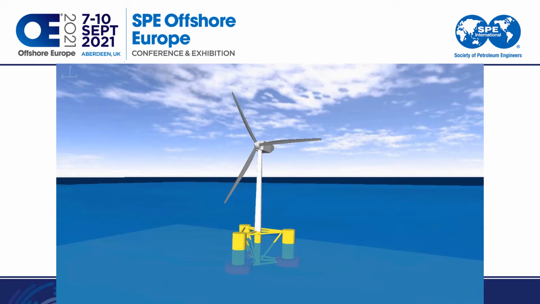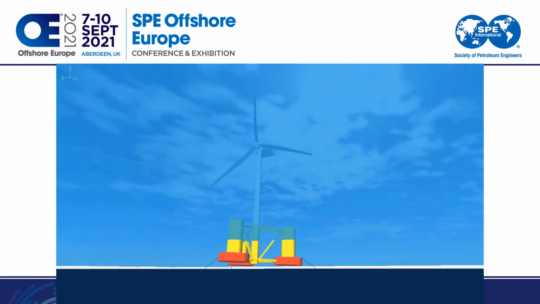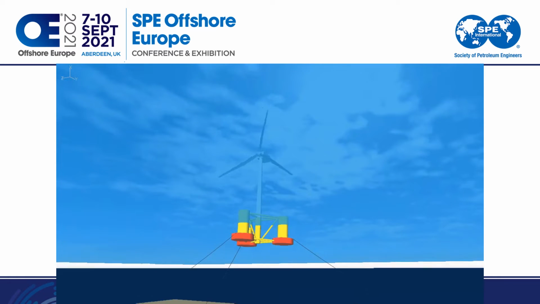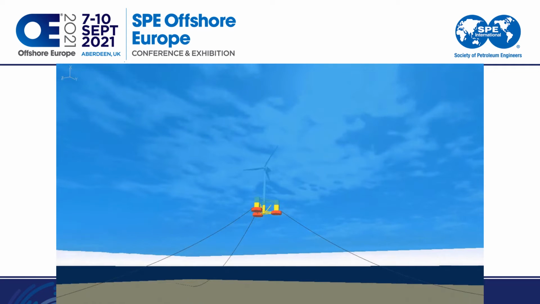Here's a model of the OC4 semi-submersible built in Flexcom. It's a relatively small turbine by today's standards. It's just 5 megawatt. Nowadays we'd be looking at maybe 12 megawatt and upwards. But regardless of the turbine size, the numerical modeling procedures are equally valid. So that just shows you an underwater shot there. You can see the various columns of the semi-sub and the cross bracings.